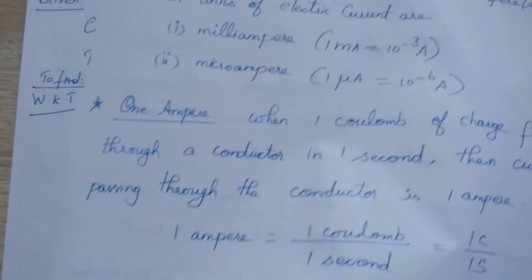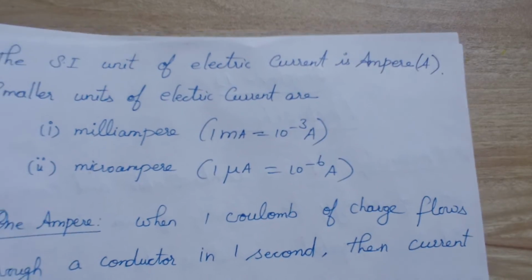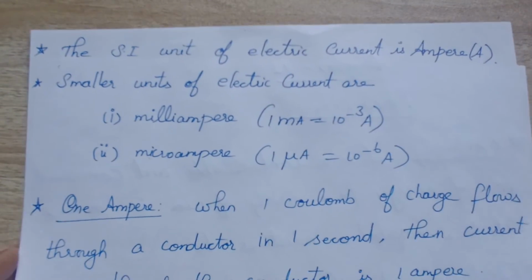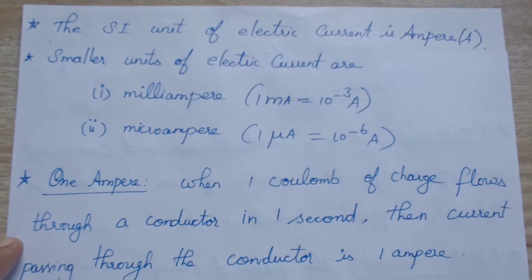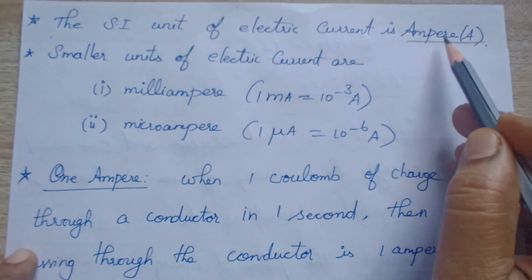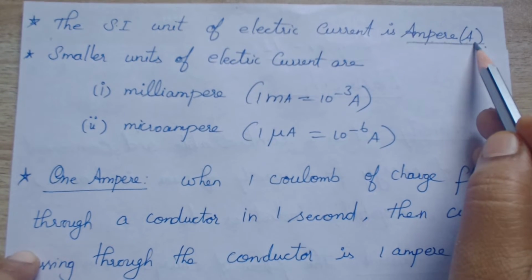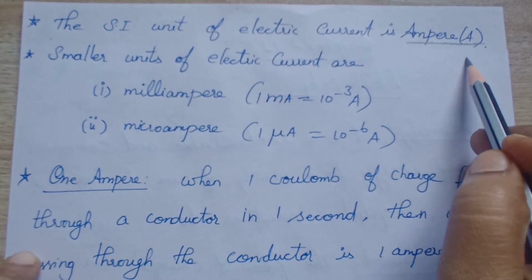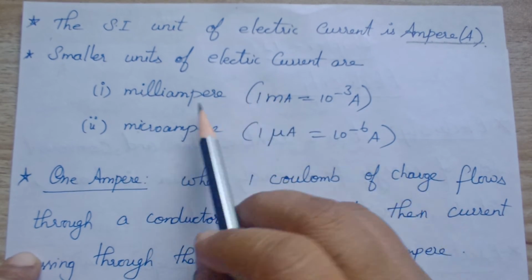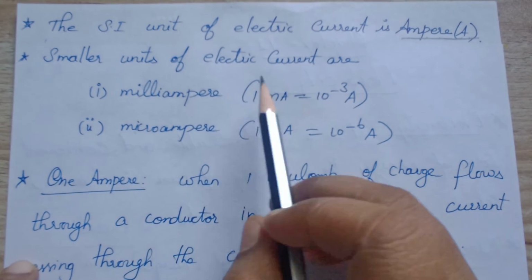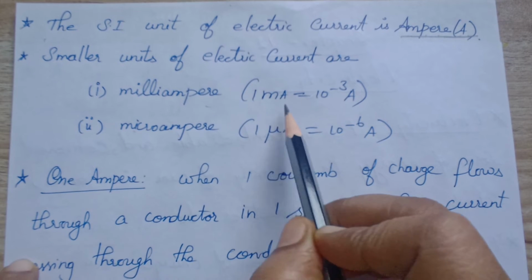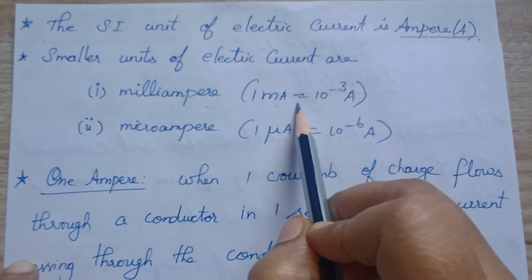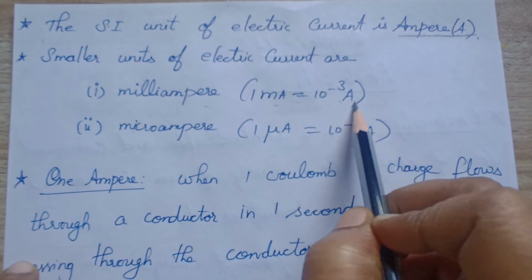What is the SI unit of electric current? It is ampere. The SI unit of electric current is ampere, and this ampere is denoted by A. This is the standard unit, and we also have smaller units. Smaller units of electric current are milliampere. 1 milliampere equals how much? 10 to the power of minus 3 ampere.